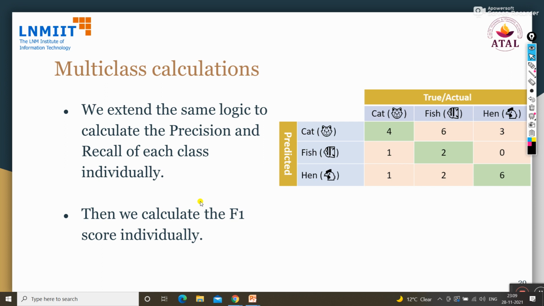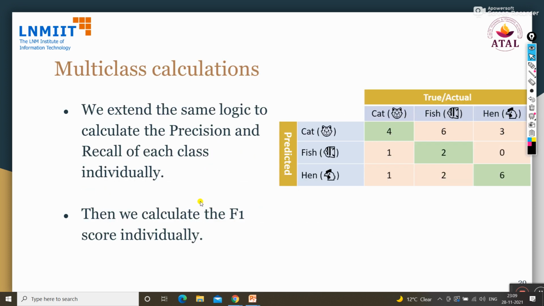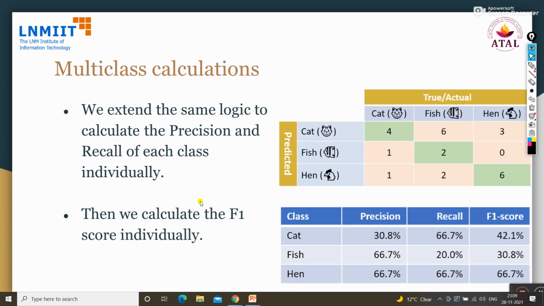No, the first one will be cat to cat, and then fish to cat, and then hen to cat, and then move on to cat to fish. So precision for the cat is 30.8% and recall is 66.7%. But how are we obtaining this 30.8%? That's the question here.